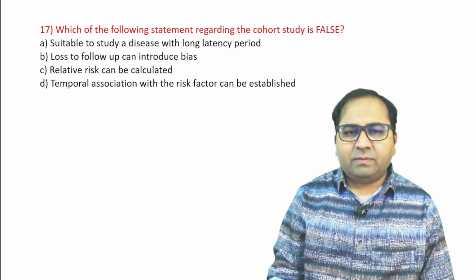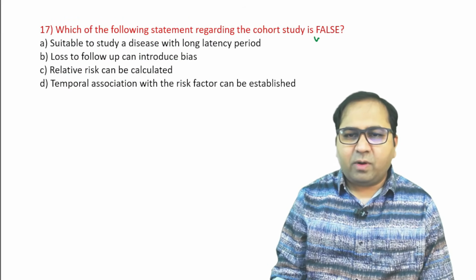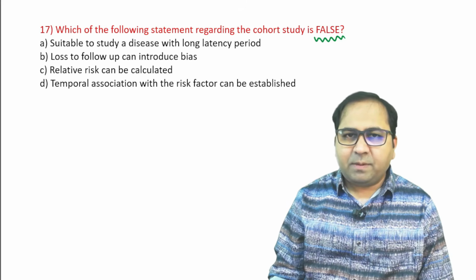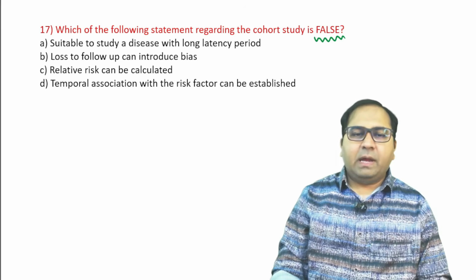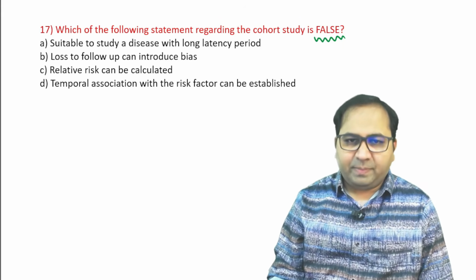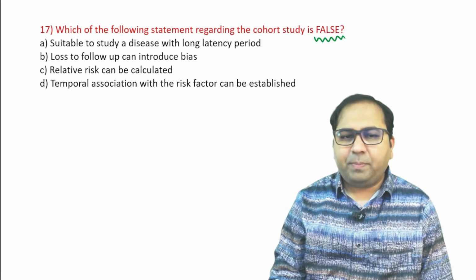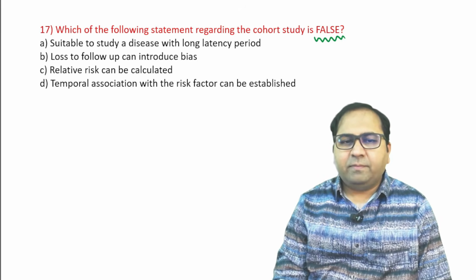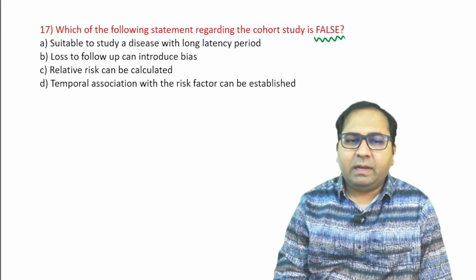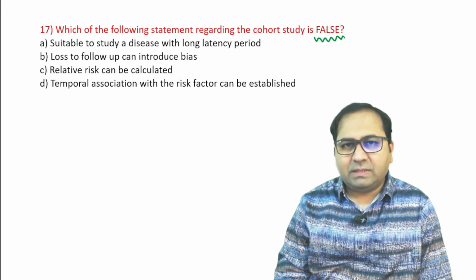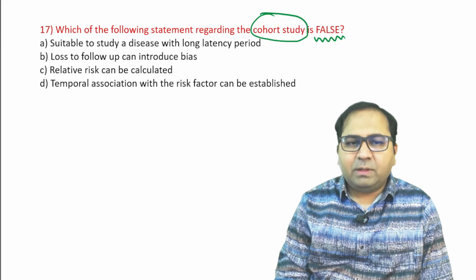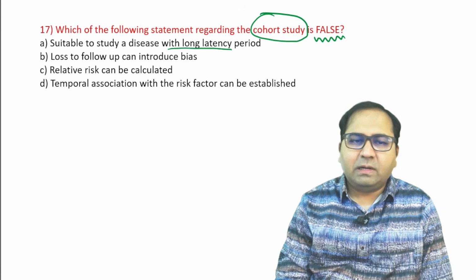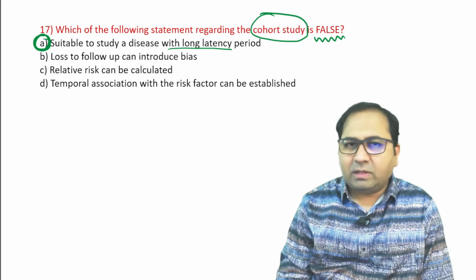Next question, which of the following statements regarding the cohort study is false? So one statement is false and three statements are correct. Now let us see the options. Option A, it is suitable to study a disease with a long latency period, or B, loss to follow-up can introduce bias, or C, the relative risk can be calculated, or D, temporal association with the risk factor can be established. Let us see the options again. A, suitable to study a disease with a long latency period, itself is a wrong statement. So we got the answer for this question.